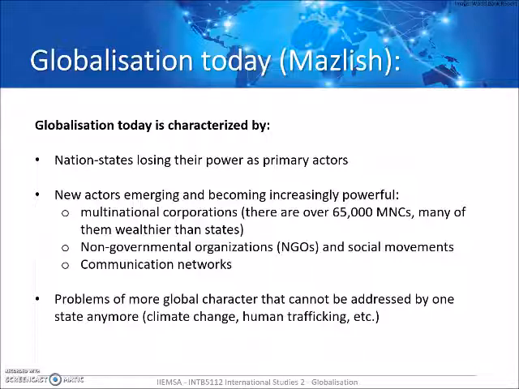You also have more and more non-governmental organizations and social movements that are often international and connected across borders.